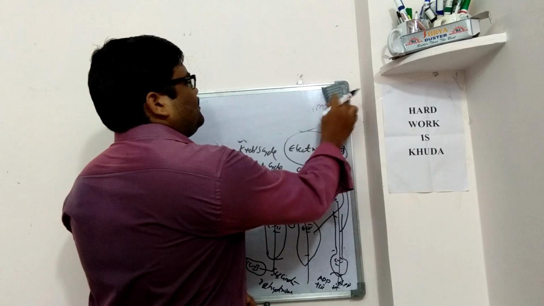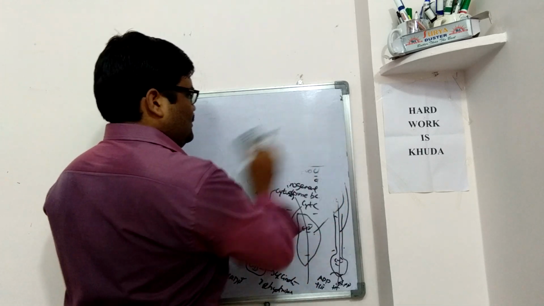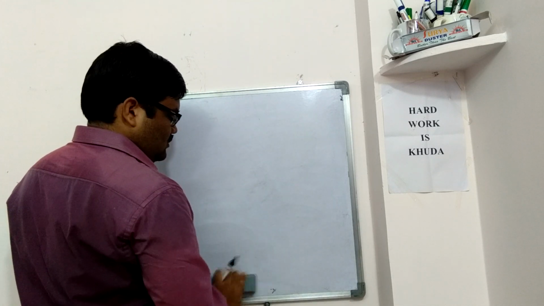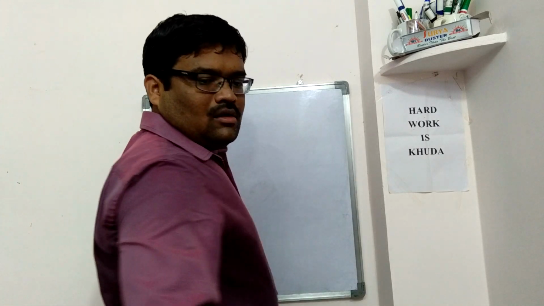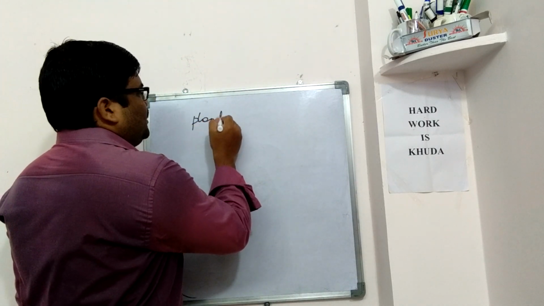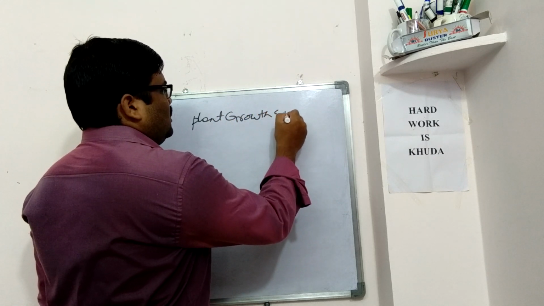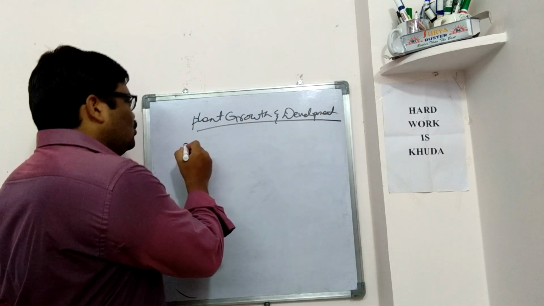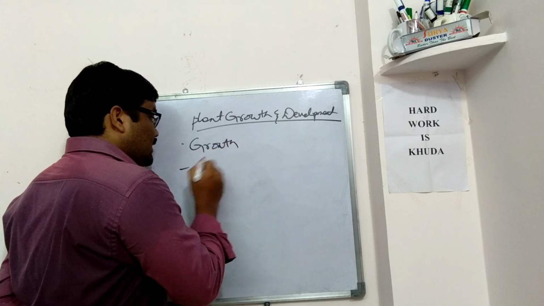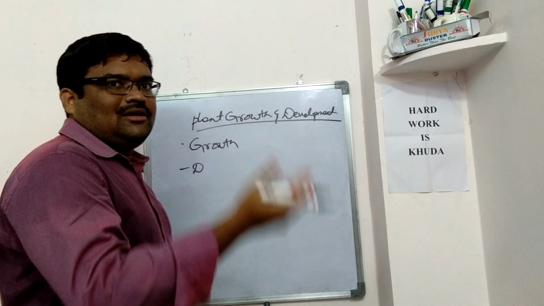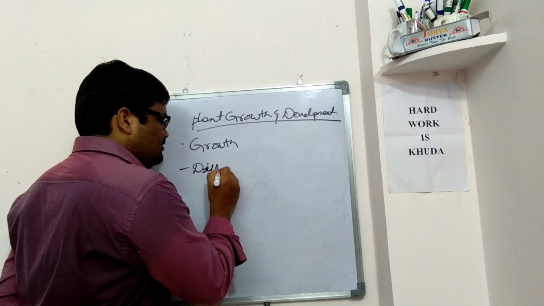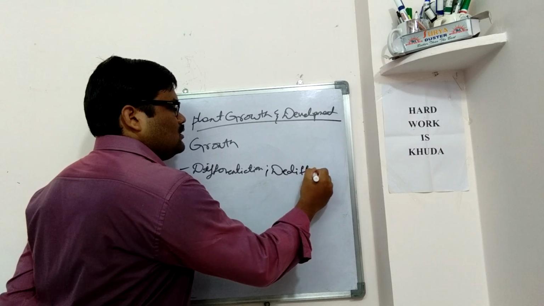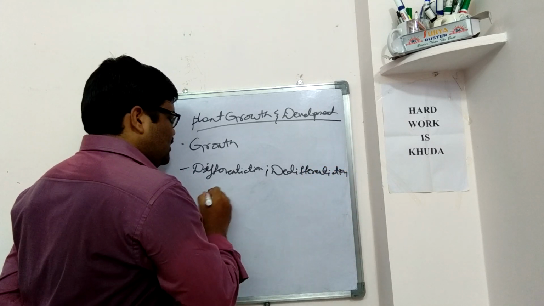Okay? Then the other sub-chapter means plant growth and development. That's the last chapter, right? It deals with growth. What exactly is growth? Different definitions and technical descriptions to learn about different concepts. What is differentiation? De-differentiation. Redifferentiation.